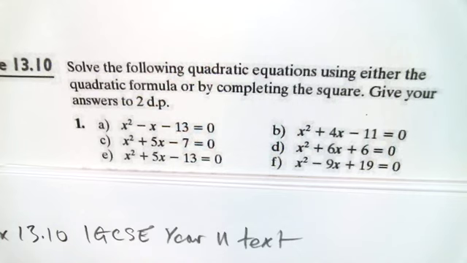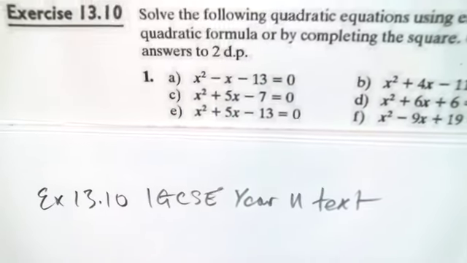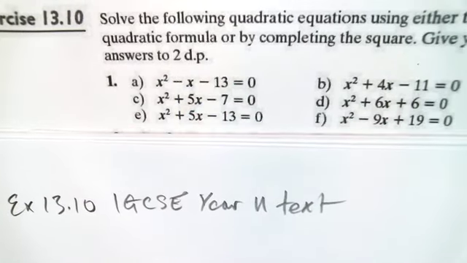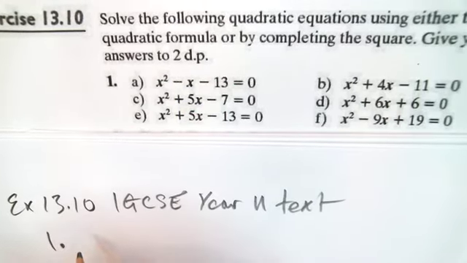I'm just going to work my way through a few of these. I'd like to do the whole lot, but I think time won't allow me to do that right now. So let's start with number 1. I'm going to use completing the square for the first lot, then I'll do a whole lot also using the quadratic formula. All right, so here we go.